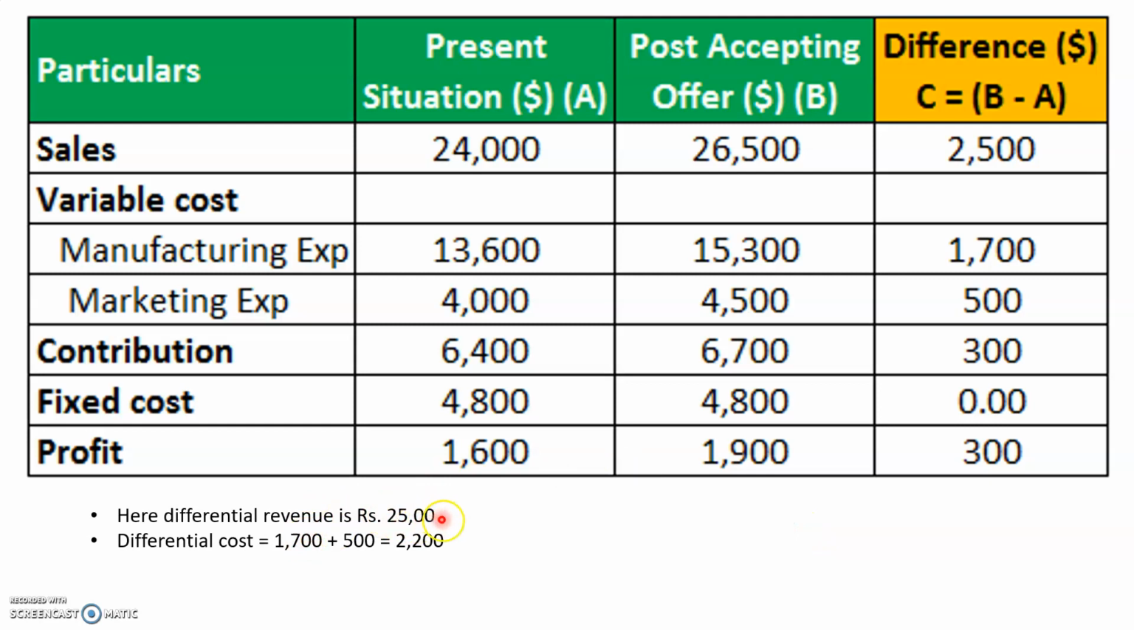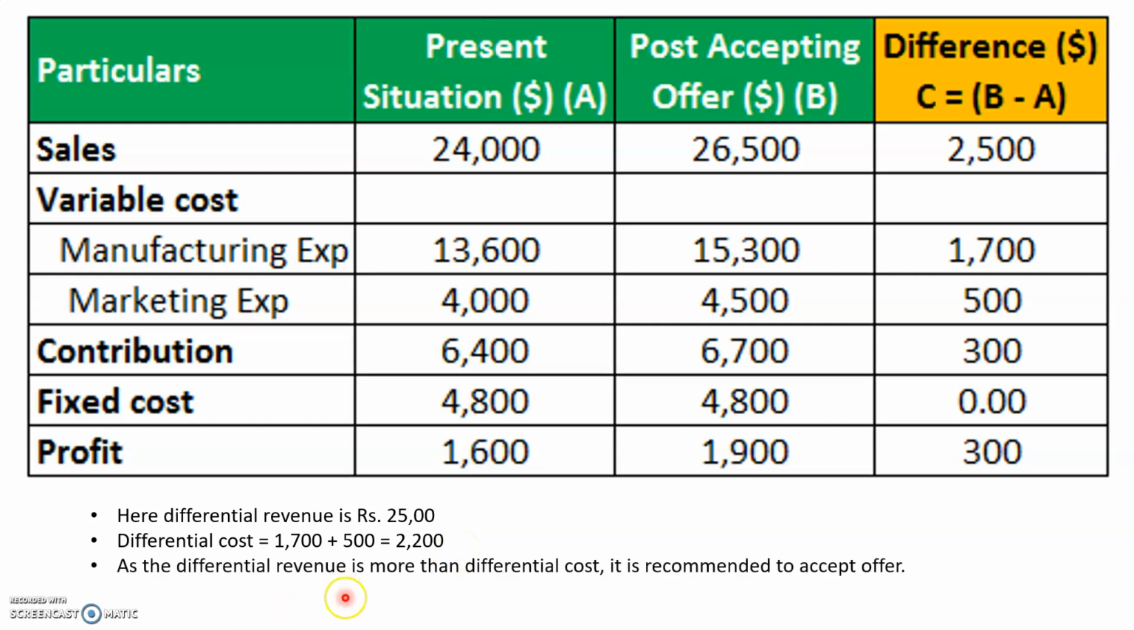Here the differential revenue is 2,500. I told you, the total revenue in the first situation is 24,000, and in the second situation it is 26,500. So there is an increase, that is incremental revenue of 2,500, and the differential cost is 2,200. Differential cost means manufacturing expense increased by 1,700 and marketing expenses increased by 500. So total 2,200. There is no increase in the fixed cost. So that is the total increase in the cost. So the differential revenue is 2,500, and the differential cost is 2,200.